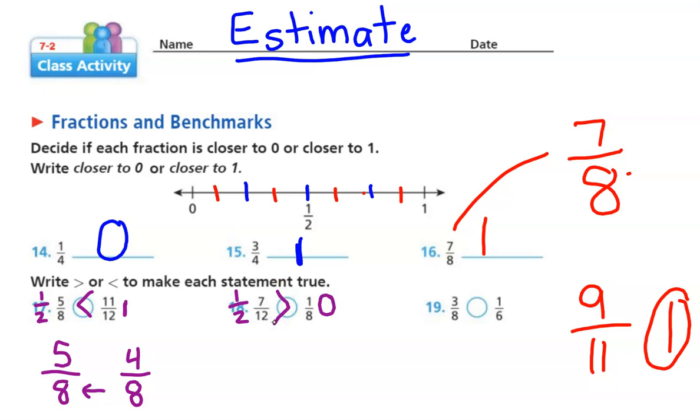And then for 3/8 and 1/6, again, 3/8, we already talked about this earlier, but 4/8 is pretty close to a half. So would 3/8. So I'm going to estimate that to be pretty close to 1/2.